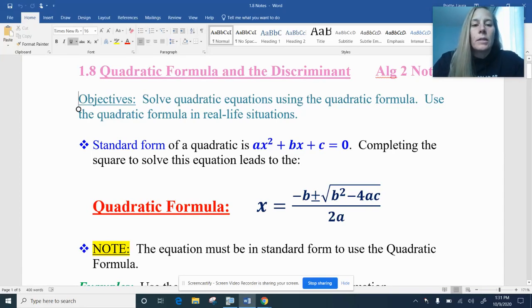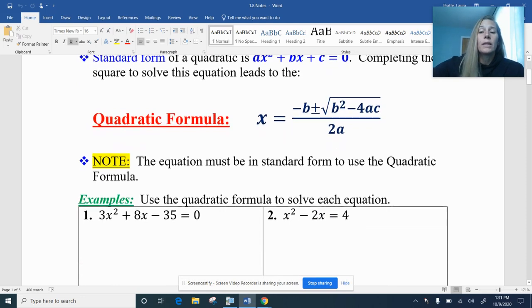Okay, so today's lesson is the quadratic formula and the discriminant. The standard form of a quadratic is ax squared plus bx plus c. We had done several different methods of solving. Completing the square to solve this equation basically ends up leading you to the quadratic formula. So this is our quadratic formula.